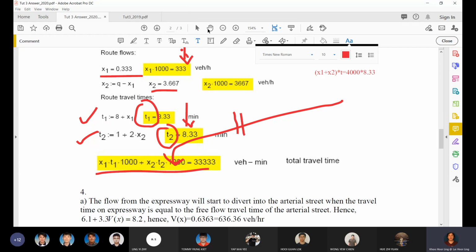This is in vehicle-minutes. Vehicle-minute means that you add up the waiting time, or we say the travel time, for each of the drivers, for a total of 4,000 people.